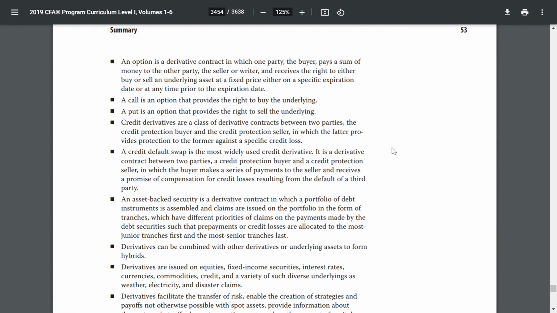An option is a derivative. Let me ask Siri a question. Heads or tails?